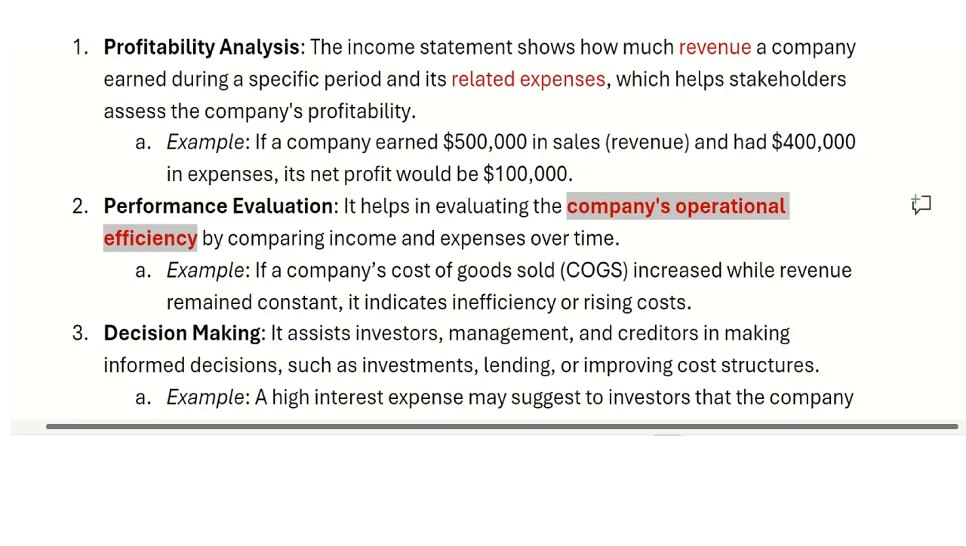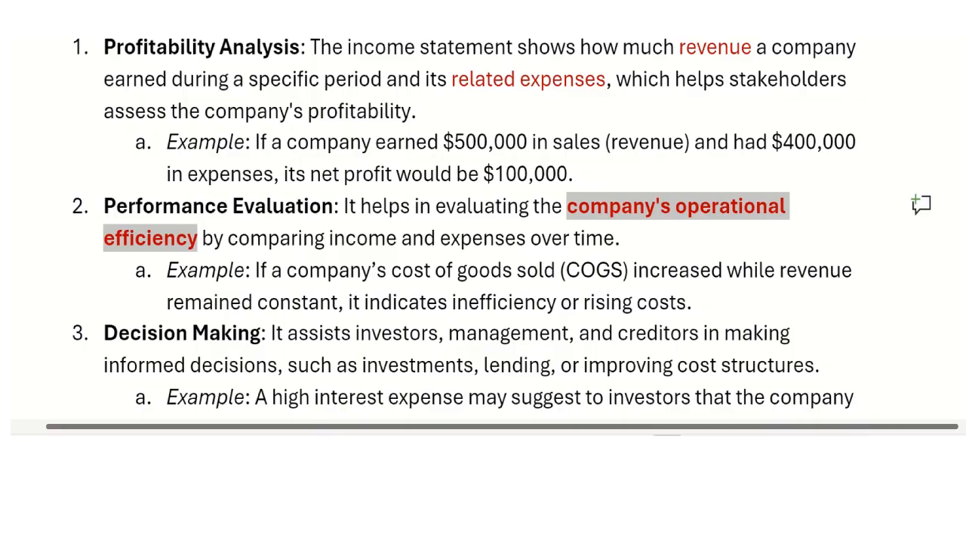Performance can be compared, last year's figures with this year's figures, right? So comparing the income and expenditure over time. For example, if a company's cost of goods sold increased while revenue remains constant, it indicates inefficiency or rising cost.